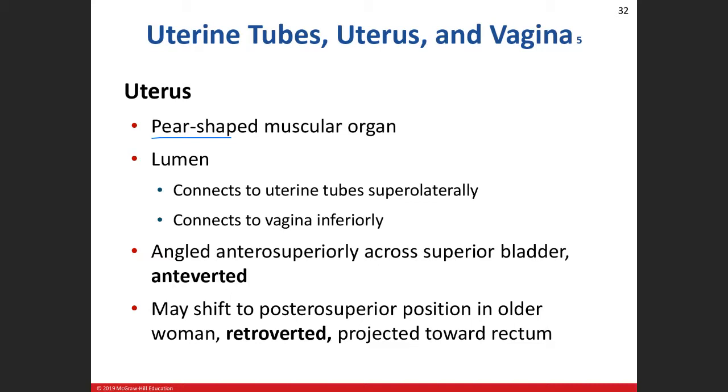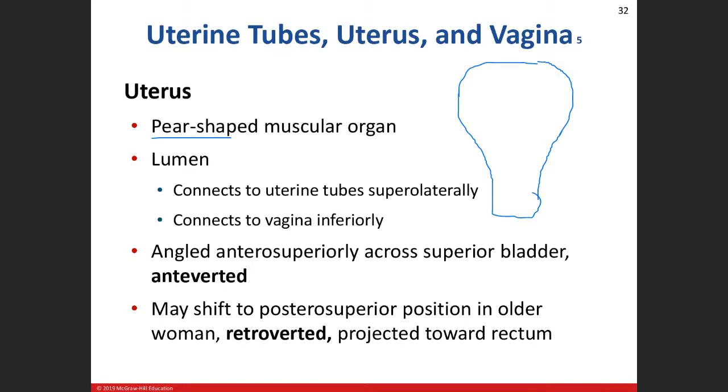The larger portion is going to be the superior, and as we start to get down to the inferior portion, it starts to taper down. And at the inferior portion, that's where we'll see the vagina. Now, the uterus can be in two positions.